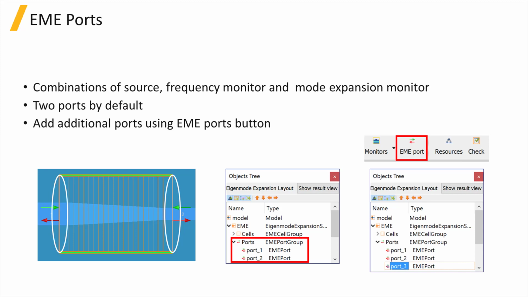One port is designated as the source port, which will inject the selected mode into the device. The solver then calculates how the fields propagate through the device, and all ports, including the source port, will record the resulting fields that exit the port, including the amount of power exiting the port, the field profile, and the fraction of power in each waveguide mode.